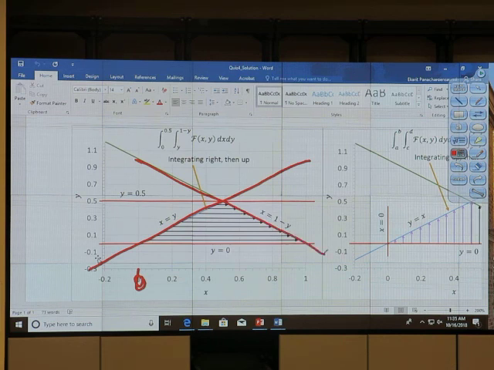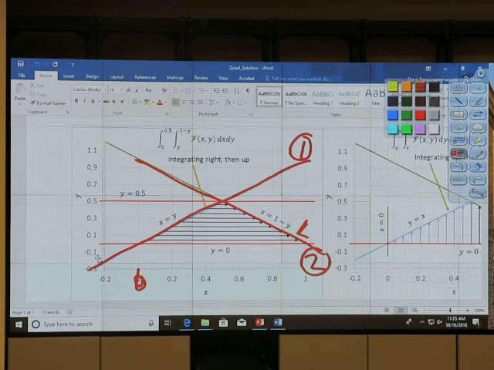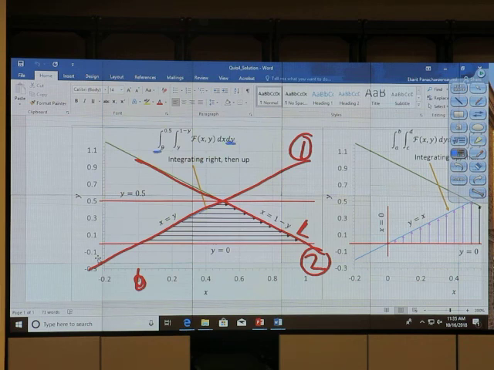Alright? And I do integration from x equal to y, that first line, to x equal to 1 minus y, which is the second line. Then the outer integration limit is y equal to 0. y equal to 0 is that line. Right? And then y equal to 0.5. y equal to 0.5 is that line. So I do from left to right and bottom to top. Okay, left to right and then bottom to top.